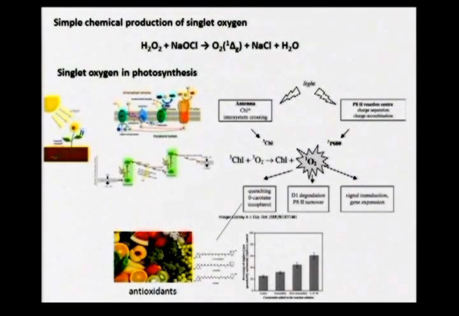Now, as we know from PDT, because we use singlet oxygen to kill cells, it is not good for plants to generate singlet oxygen. This is essentially a byproduct of photosynthesis. And so plants have evolved many antioxidants in order to scavenge the singlet oxygen that is generated so that the plants do not become destroyed by the singlet oxygen that they themselves produce.